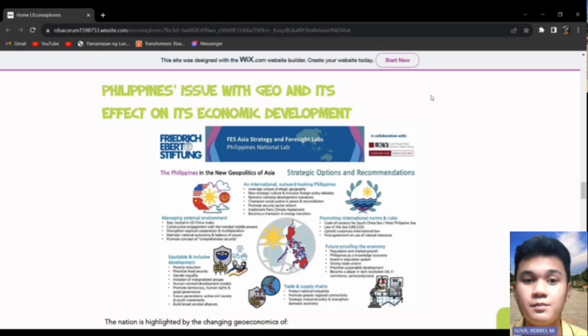Hence, if the Philippines makes strategic decisions, it has the potential to become an attractive destination for companies looking to move their manufacturing facilities away from other countries. By updating and modernizing labor laws, the country could gain a competitive advantage over other countries as well.